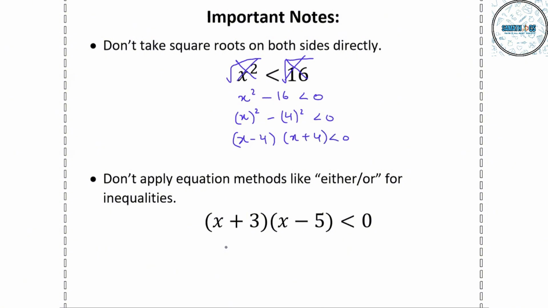Another important point is, do not apply equation methods like "either or" for inequalities. You cannot write x plus 3 is less than 0 or x minus 5 is less than 0. You cannot write this in a quadratic inequality. Instead, we take out the roots, we sketch the graph, and then we write down the final answer.